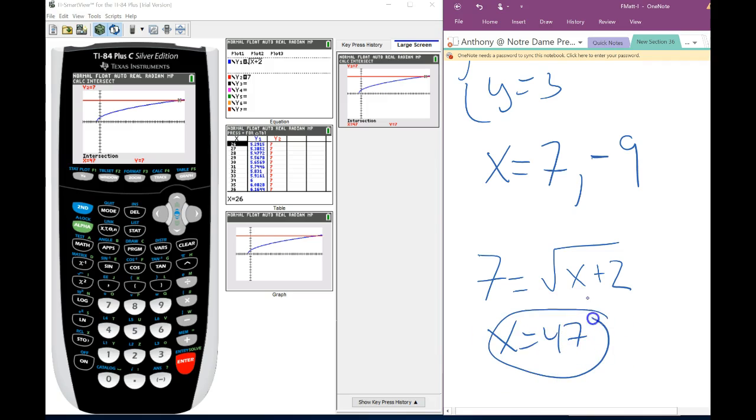So on an ACT or a similar standardized test where you don't need to show any work, this method of graphing and finding the intersection is certainly a good one that you could use. This concludes using our graphing calculator to graph functions and using our graphing calculator to solve an equation by graphing. Thanks. Have a nice day.